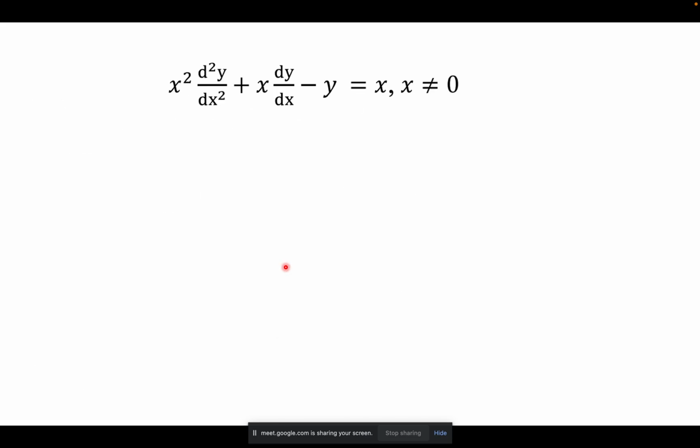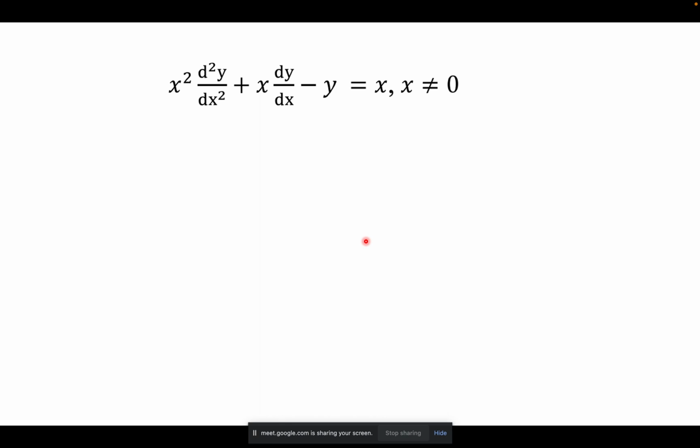So now we will start with the second problem. Here you have this type of differential equation: x square times the double derivative of y plus x times dy by dx minus y is equal to x. So again you need to solve this differential equation by using the method of variation of parameters. Again, you need to find the complementary function of this equation. Once you get the complementary function, then the general solution is straightforward.